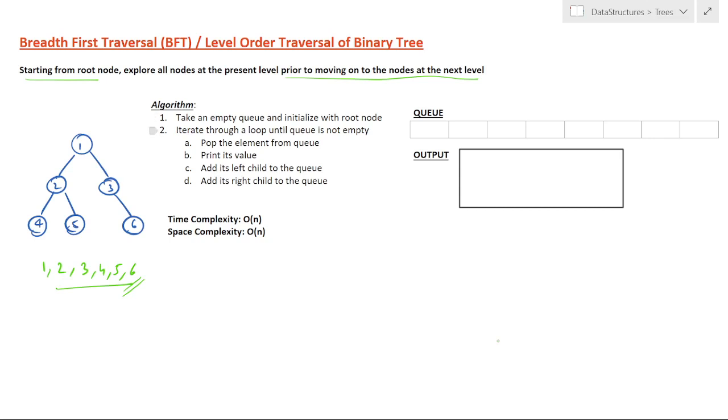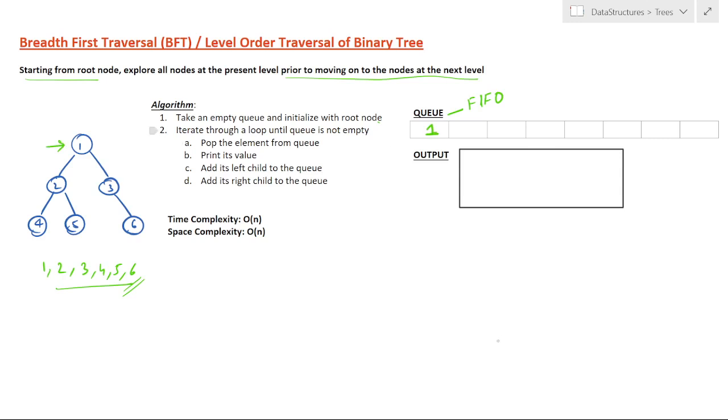So the efficient algorithm here is taking a queue. Queue follows a FIFO order, first in and first out. So the algorithm is: take an empty queue and initialize with root node. So we have taken this empty queue here and we are going to initialize with root node, which is 1.